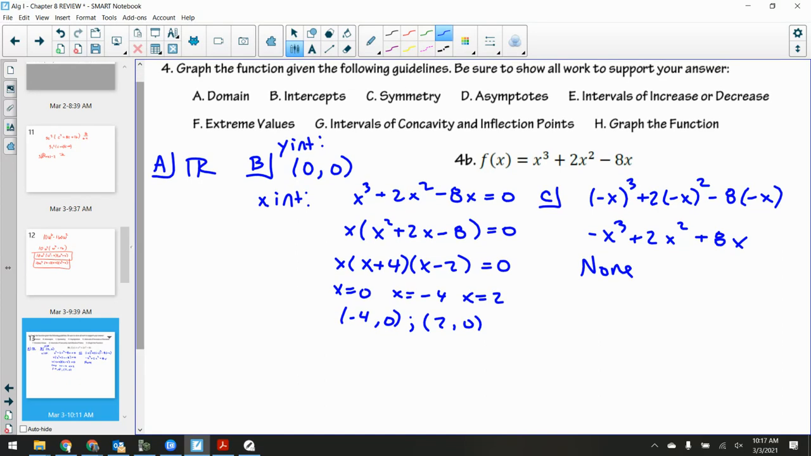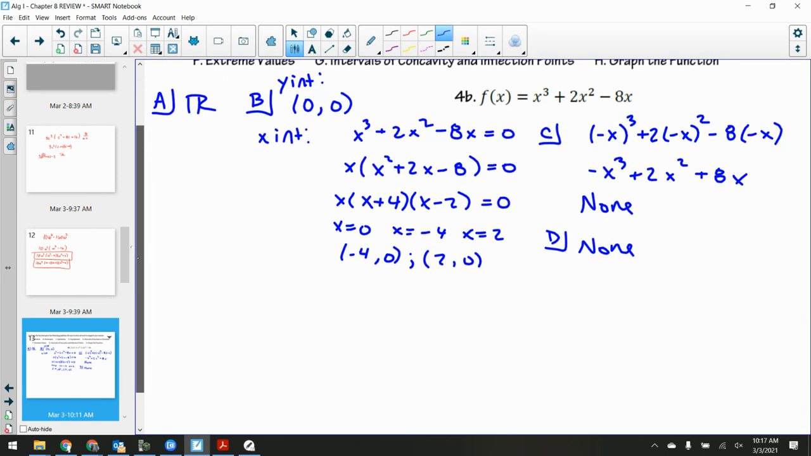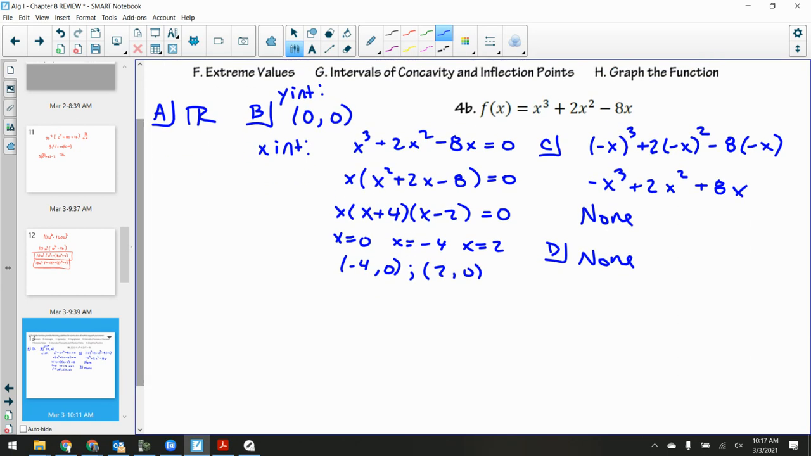Let's check for any asymptotes. Well, does a polynomial function have asymptotes? No. Okay, that's easy. Intervals of increase and decrease. What do I have to find now for intervals of increase and decrease? The derivative.